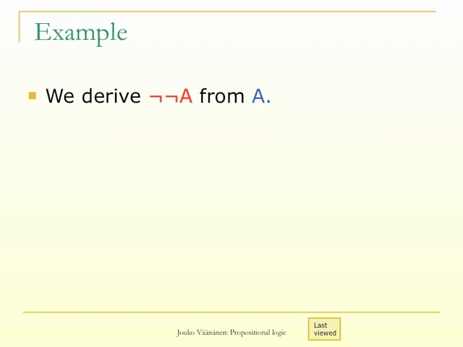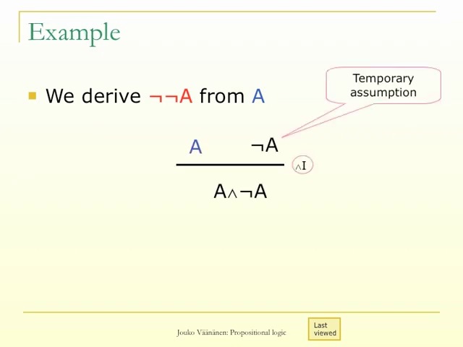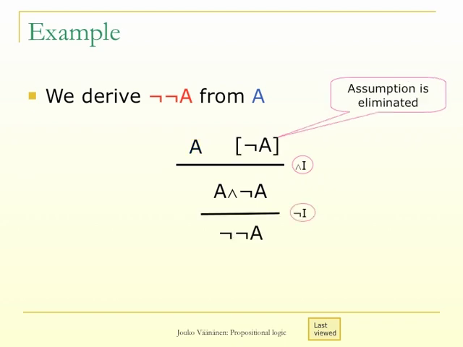So let us write down this natural deduction. We make the temporary assumption not A and get immediately A and not A by the conjunction introduction rule. So now we have derived a contradiction and we can use the negation introduction rule to derive not not A, eliminating at the same time the temporary assumption not A. We are done.